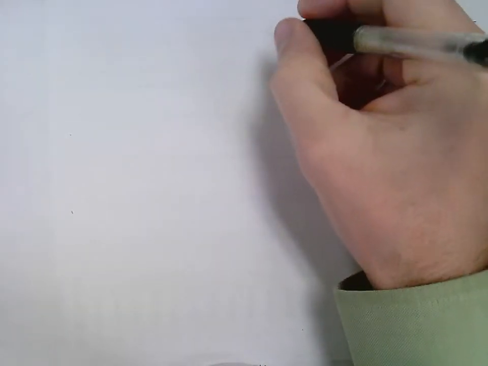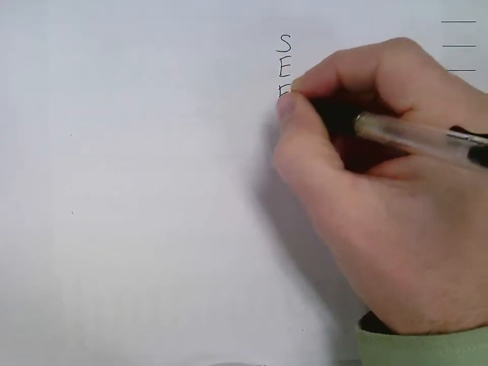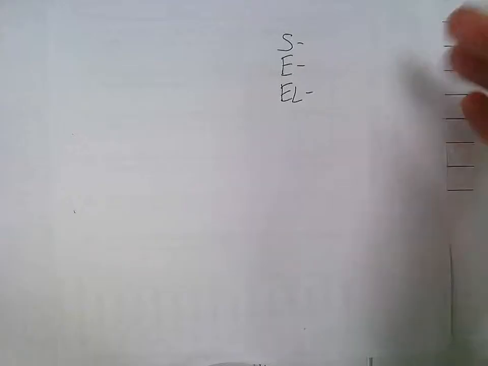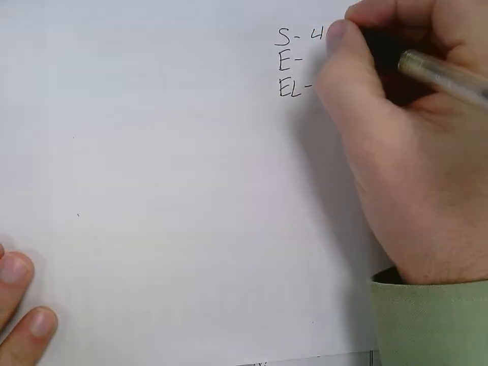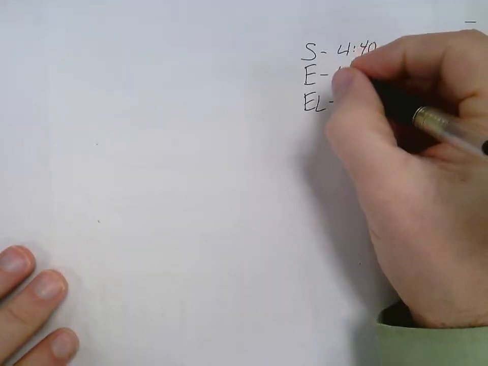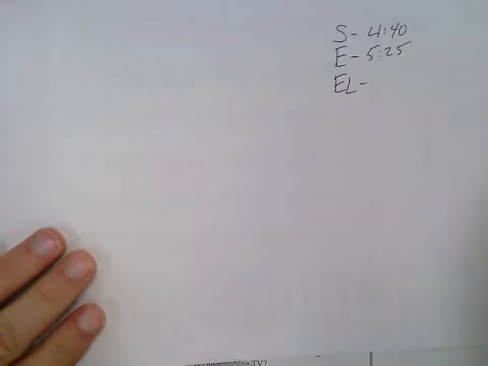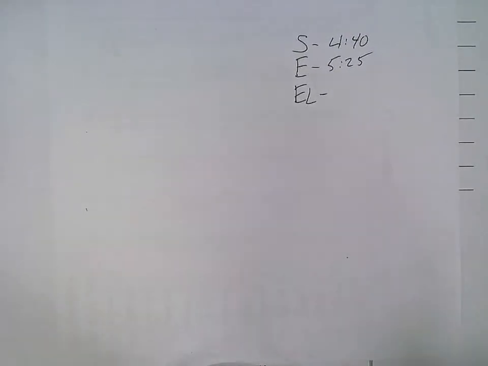So on my paper, I'll put down an S, an E, and an EL. That stands for the start time, the end time, and the elapsed time. Now, they left for the park at 4:40, so our start time is 4:40. Our end time is 5:25. So that's my information that I'm going to use in order to solve this problem.